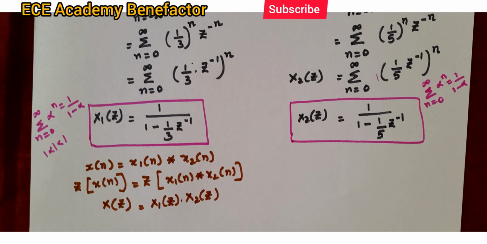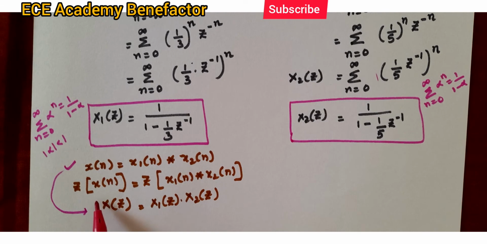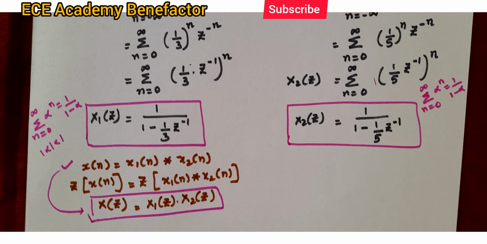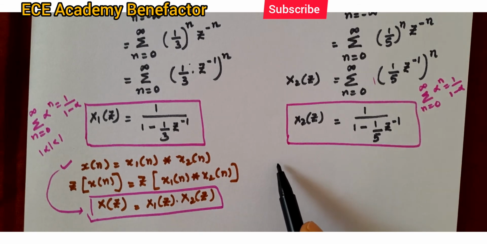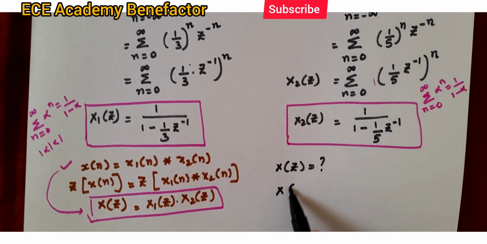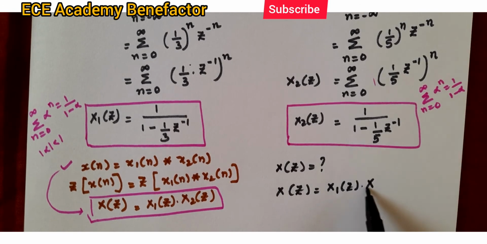So, what is the convolution property? If x of n is equal to x1 of n star x2 of n, it results in X of z equal to x1 of z dot x2 of z. What is the question asked? Find X of z. So, what is X of z? X of z is equal to x1 of z dot x2 of z, because in the question it is given.